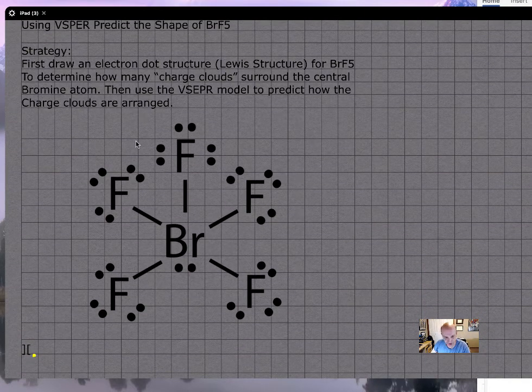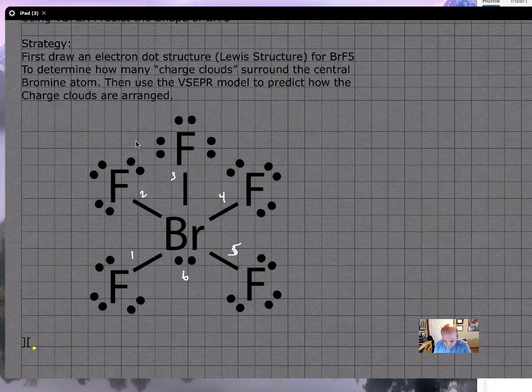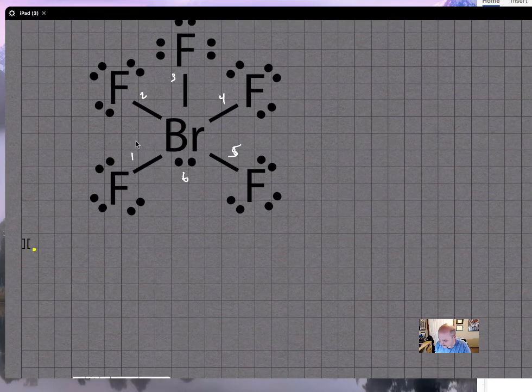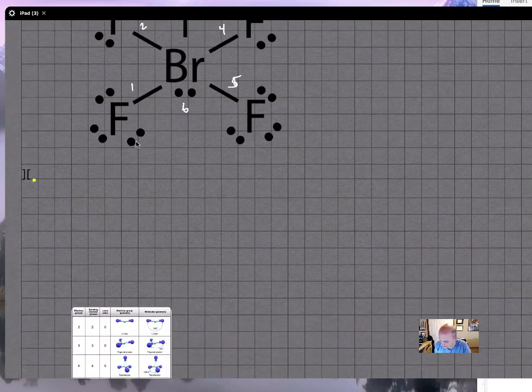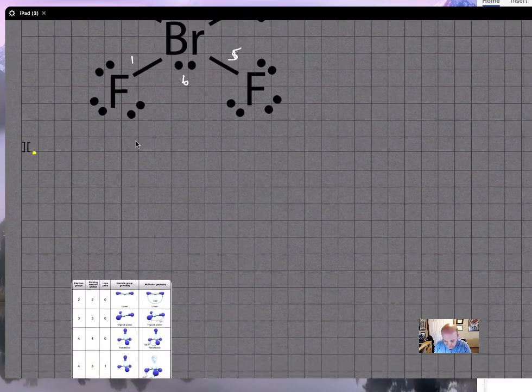So you draw this electron dot structure and you identify the number of charge clouds. This is the one elusive part of it. So the charge clouds are going to be 1, 2, 3, 4, 5, 6, because this means lone pairs or bonded atoms. So the next thing you do is you say the central bromine atom has 6 charge clouds. And so then we just look this up in our little table here.